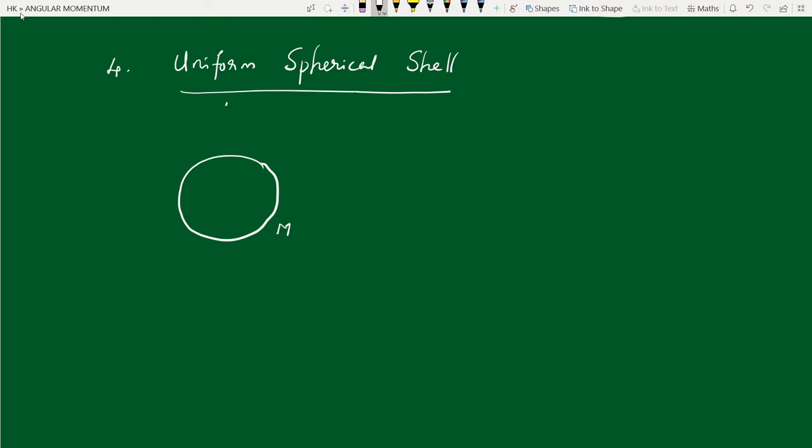We want to calculate the moment of inertia about a perpendicular axis passing through the center of this spherical shell. So how do we make this calculation? You consider a small patch of area, an elemental area on the surface of the shell. Let's say its mass is dm. Mass you can write as mass per unit area times elemental area dA.